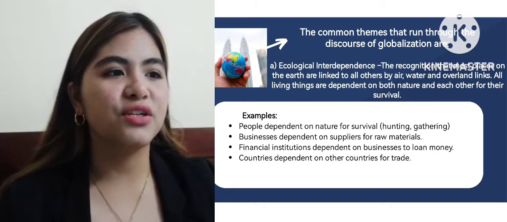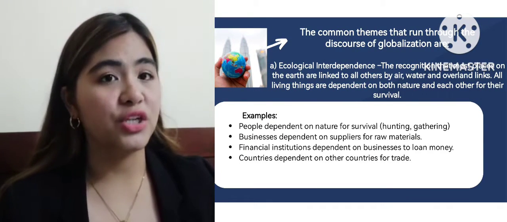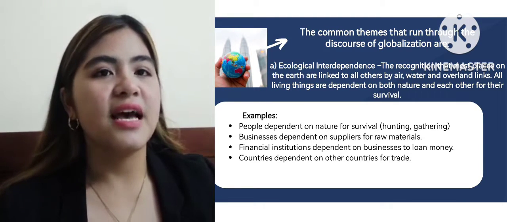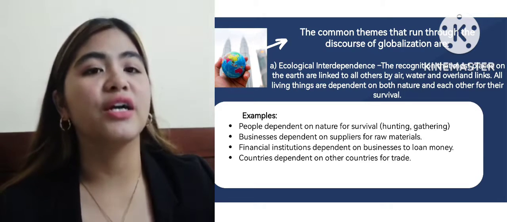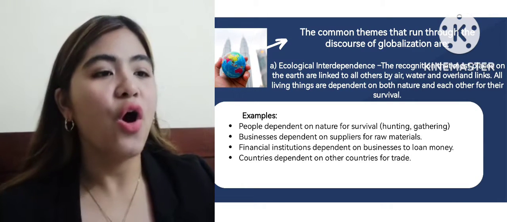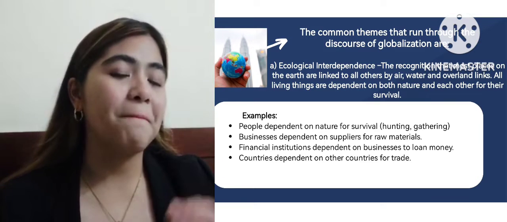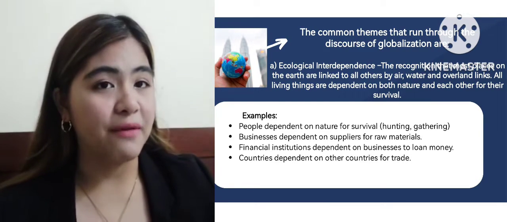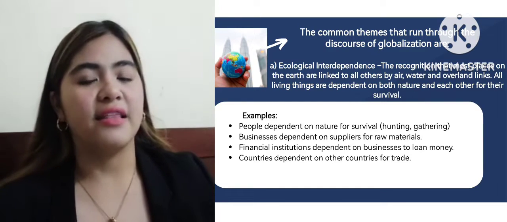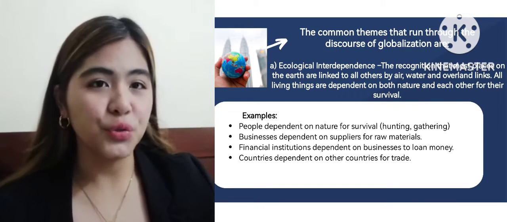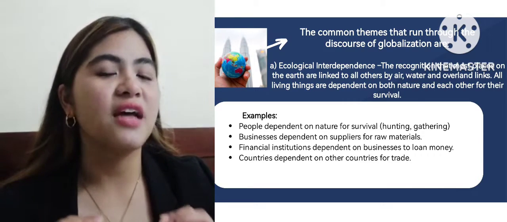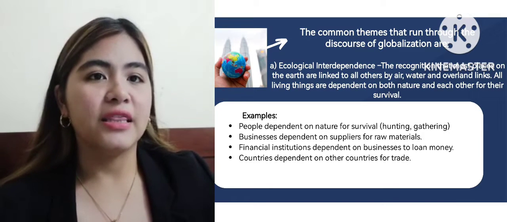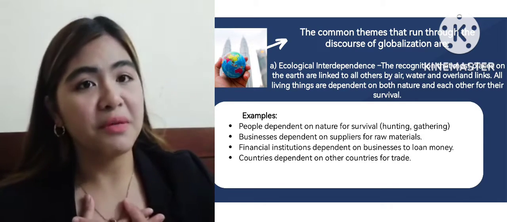The common themes that run through the discourse of globalization are: letter A, ecological interdependence. So this means that some places on Earth are connected through air, water, and overland links, and we are dependent both on nature and on others in order for us to survive. There is a phrase that no man is an island. That is true. We can't live without others. We need other people in order for us to survive, and that's the nature of a human being.